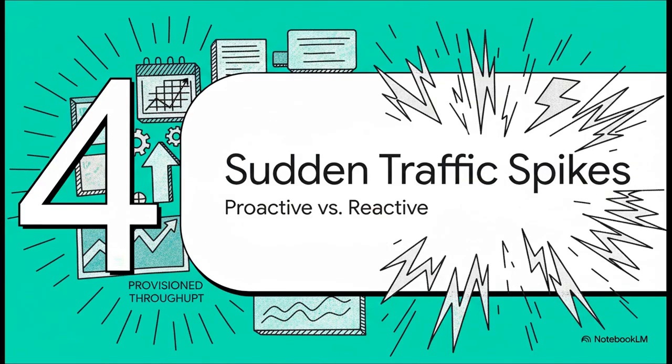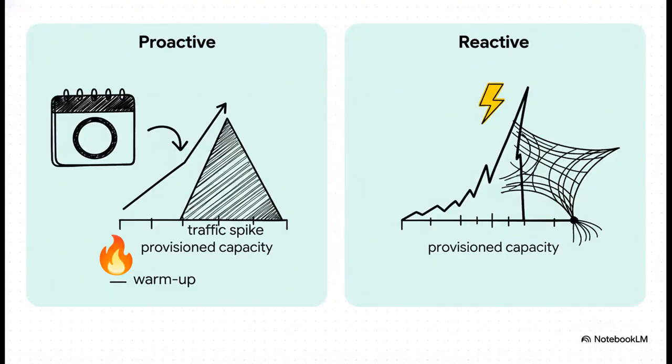All right, so we've got our predictable workloads covered. But what about chaos? What happens when you're facing a massive, out-of-nowhere traffic spike? DynamoDB has some advanced tools for this, letting you either plan ahead for it or react to it when it happens. Let's break this down into two camps: planning ahead versus reacting on the fly.